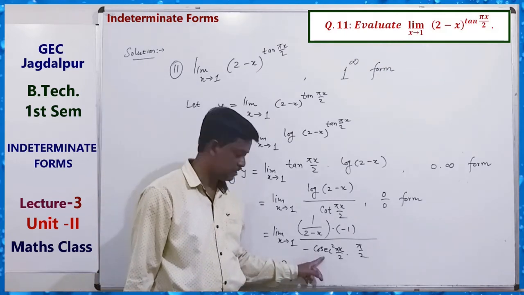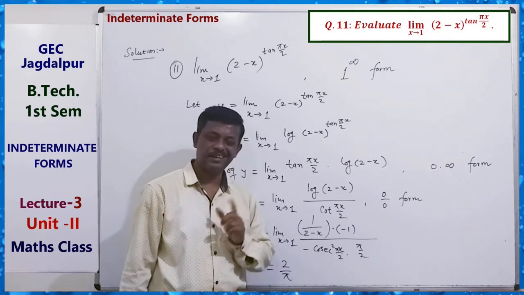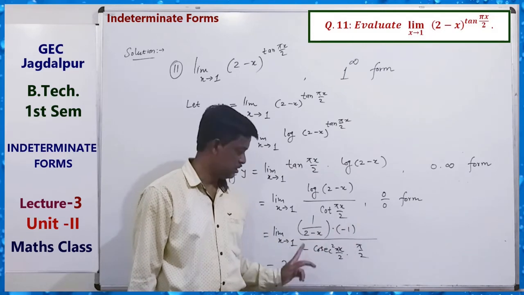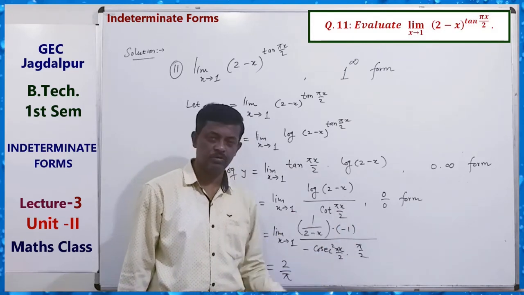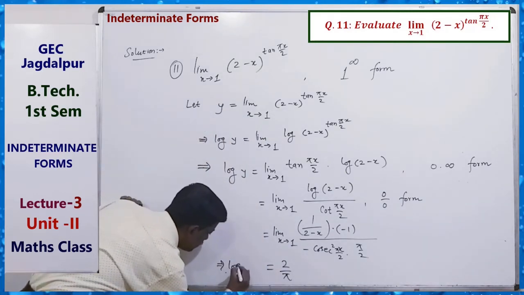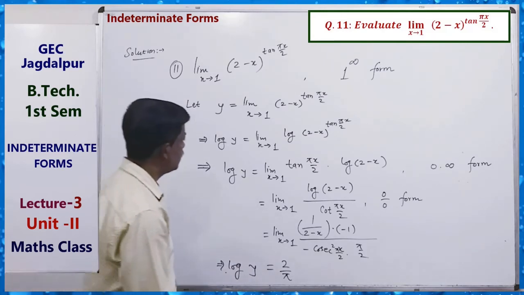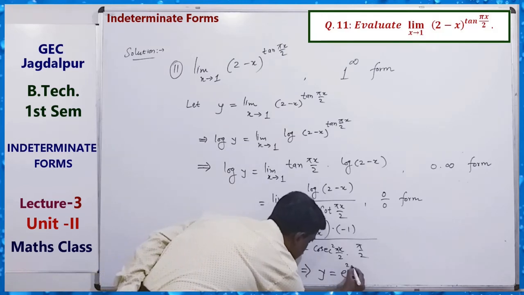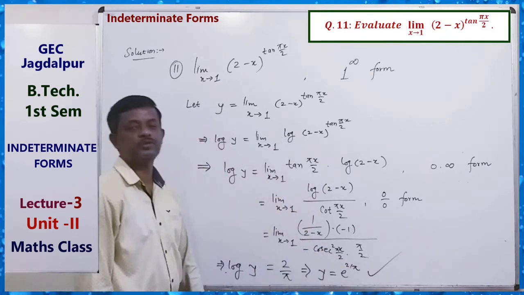Because cosec 90, sin 90, cosec 90. This is 1. Minus minus plus, 2 minus 1, 1. 1 by 1, this is 1 by pi by 2, 2 by pi. So this we will get log y equals to this. So from here we see that y equals e to the power 2 by pi. So this is our answer, e to the power 2 by pi.